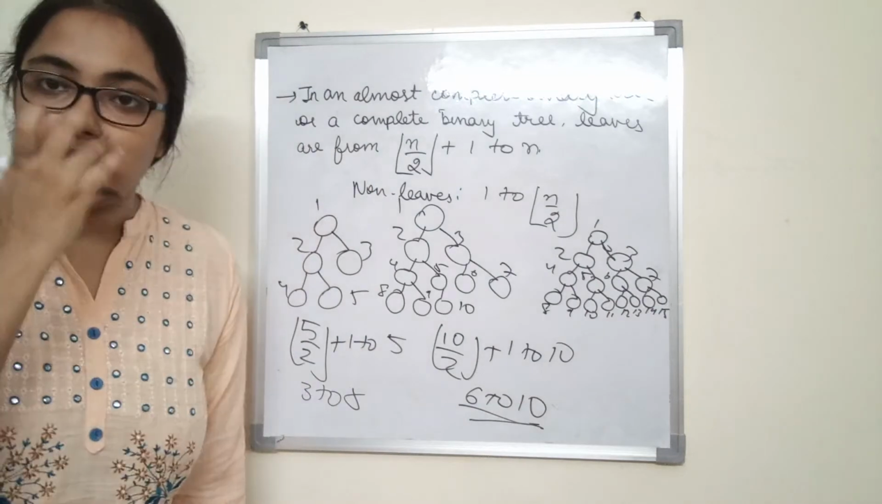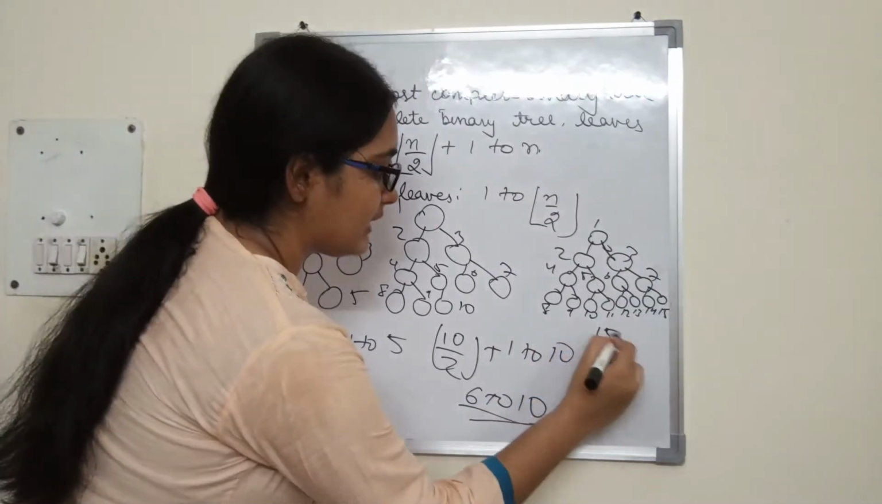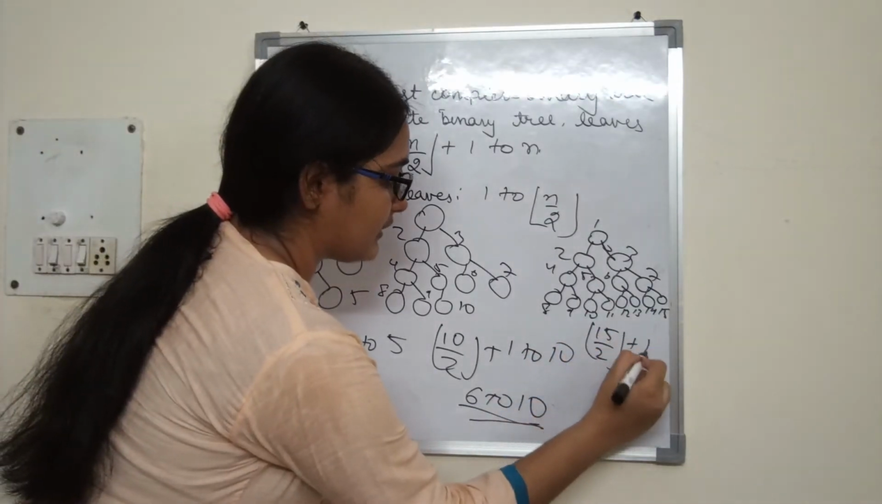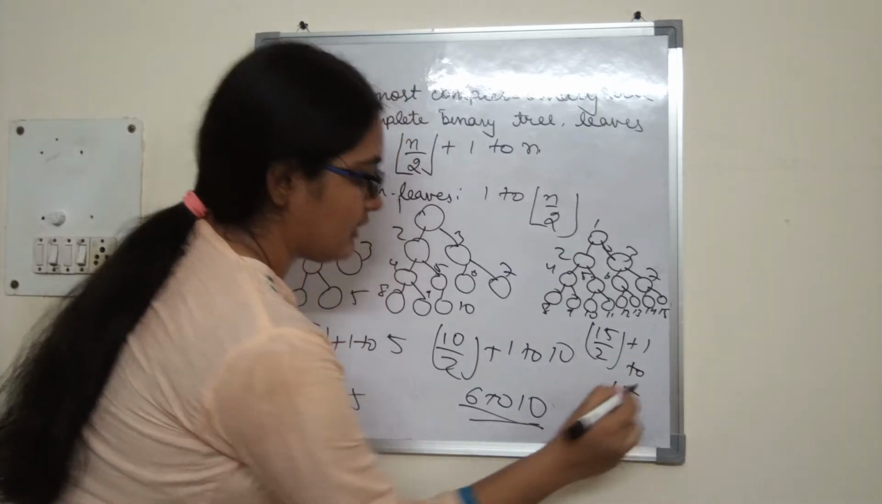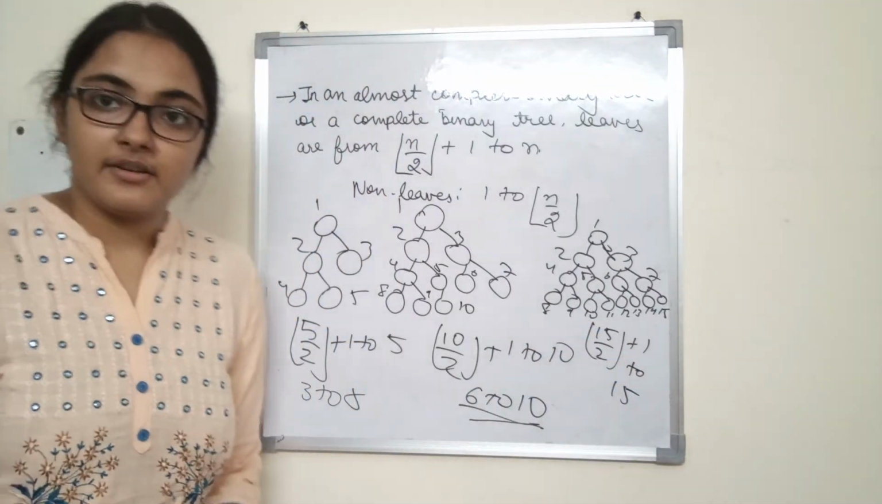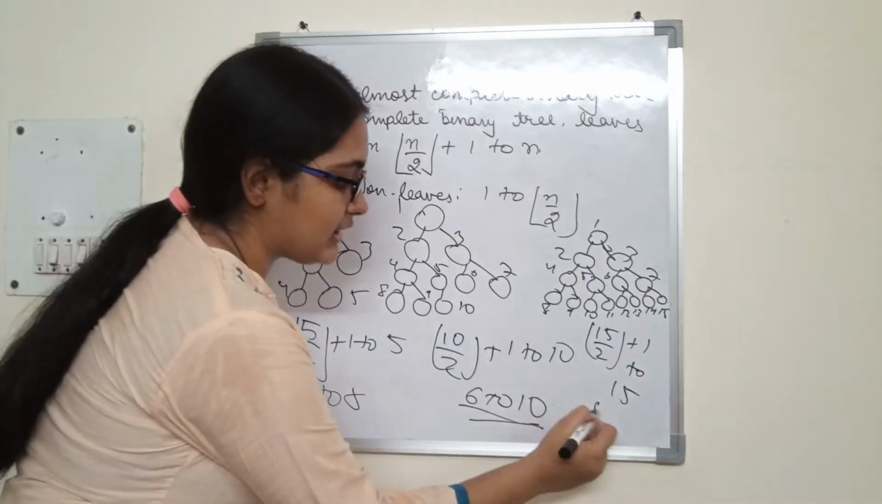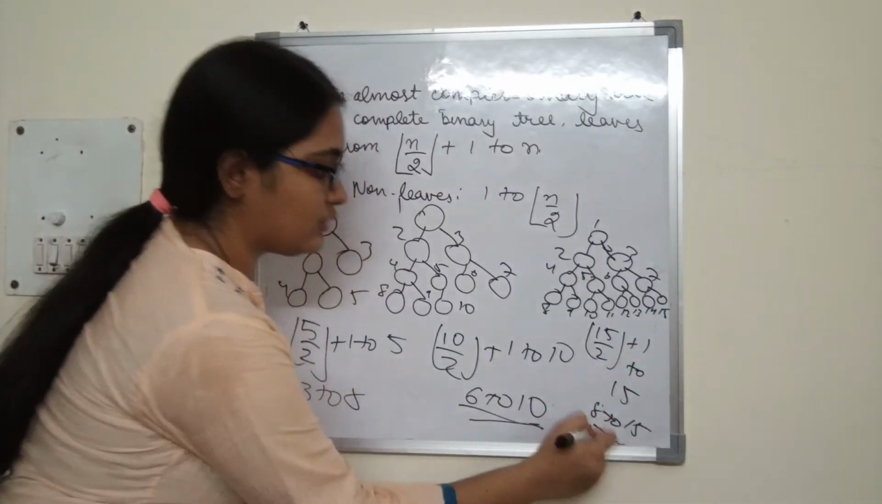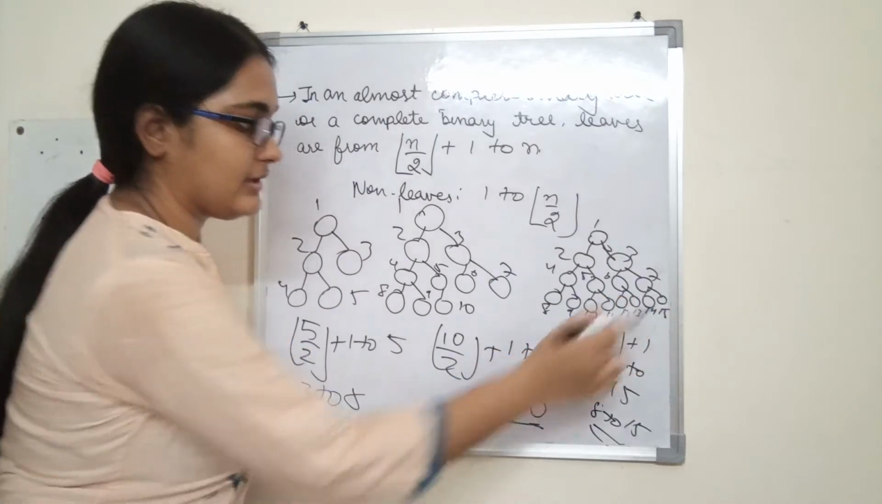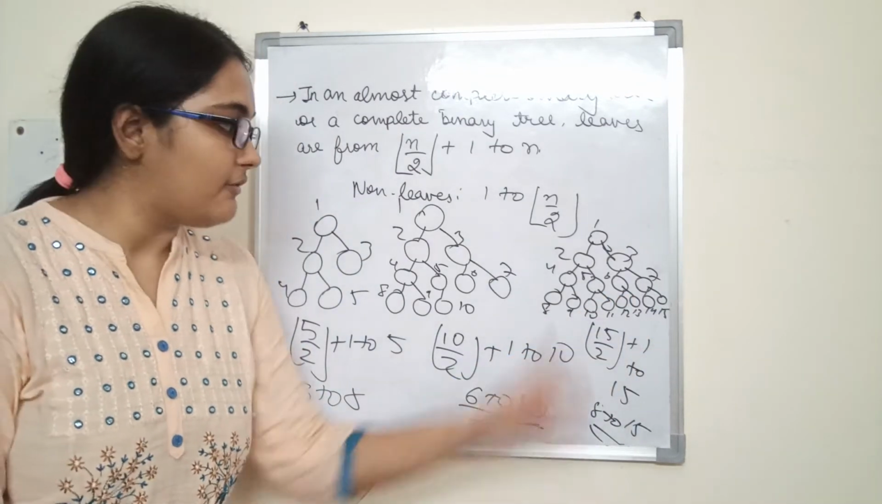15 nodes are there. So leaves should be from floor of 15 by 2 plus 1 to 15. What is floor of 15 by 2? 7 plus 1, 8 to 15. 8 to 15 should be leaves. Is it true? Yes. 8, 9, 10, 11, 12, 13, 14, 15. And internal nodes should be from 1 to 7.